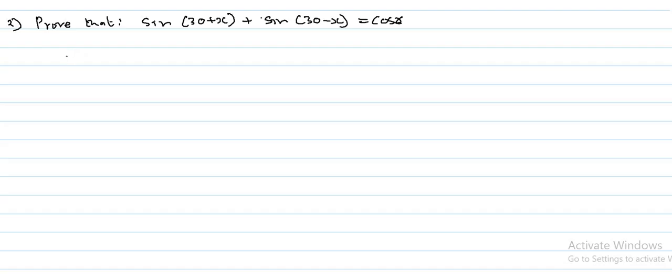So let's look at the second question. The second question says, prove that sine of 30 plus x plus sine of 30 minus x equals cos x. So again, please pause the video, try it out, and look for the solution.